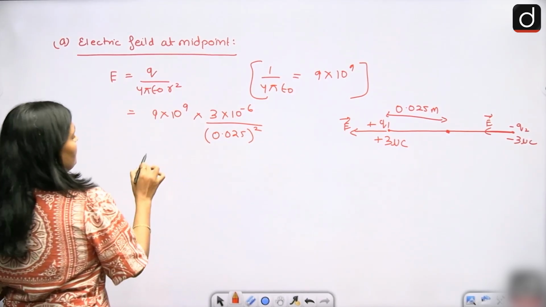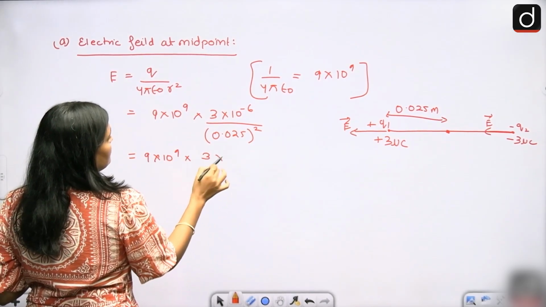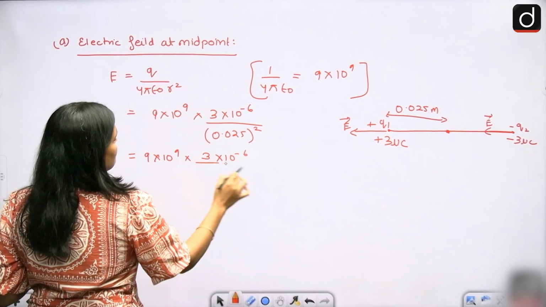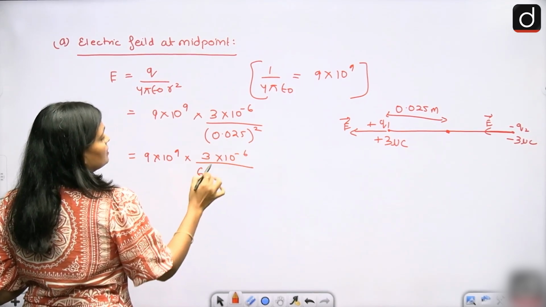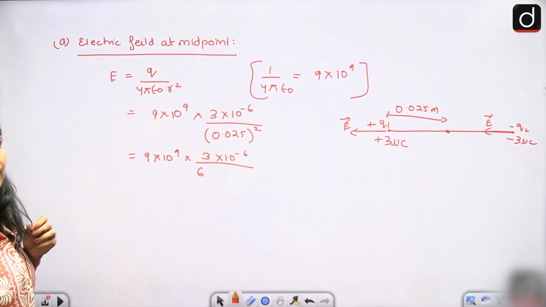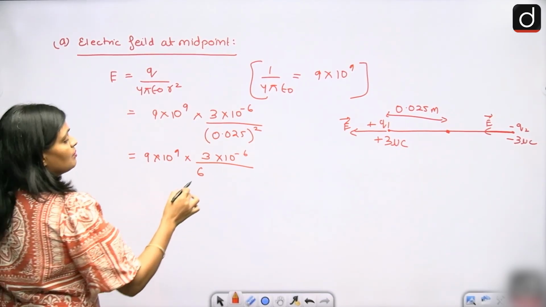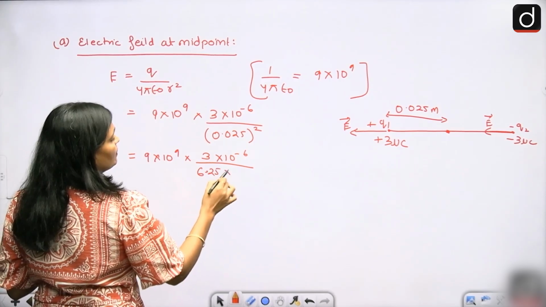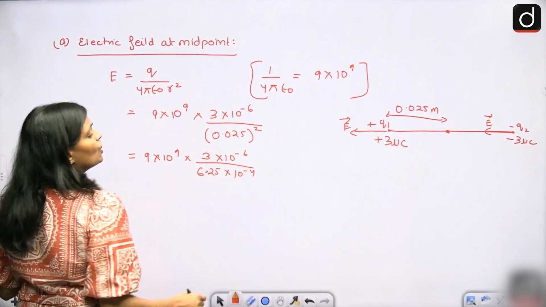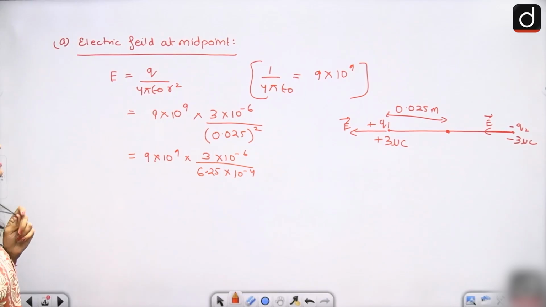See, simply 9 into 10 to the power 9 multiply 3 into 10 to the power minus 6 divided by this 25 square is what? 625, right? The whole square of 25 is 625. So it will become 6.25 into 10 to the power minus 4. All right, 6.25 into 10 to the power minus 4.